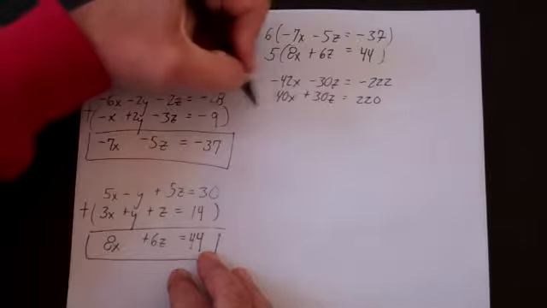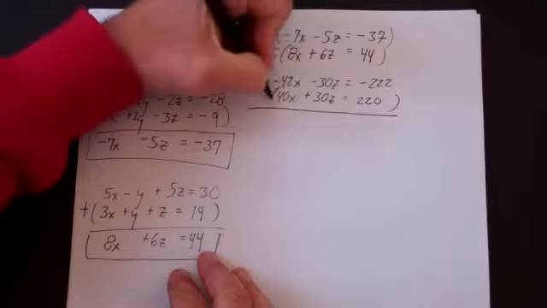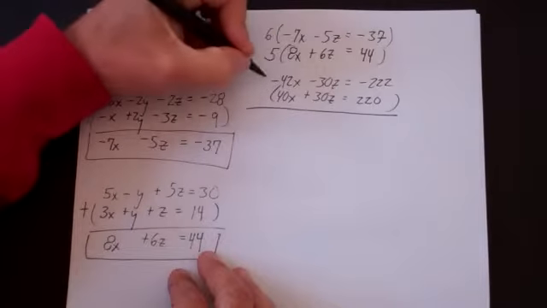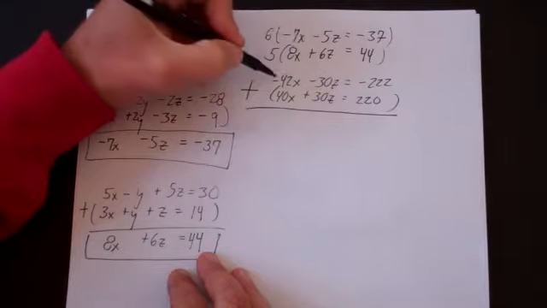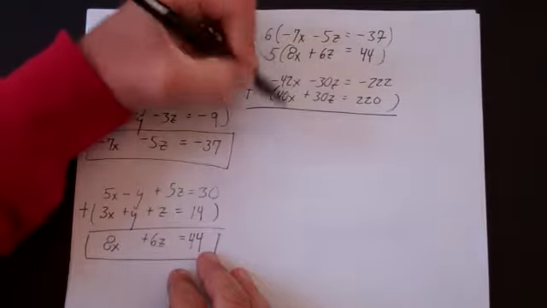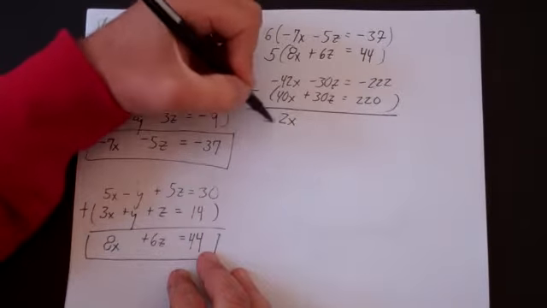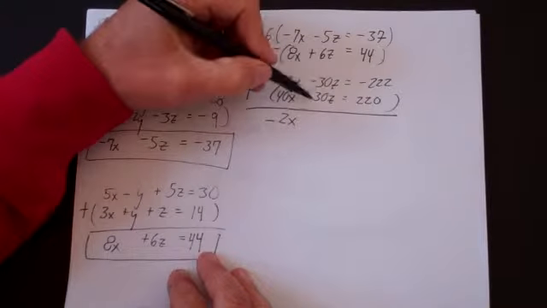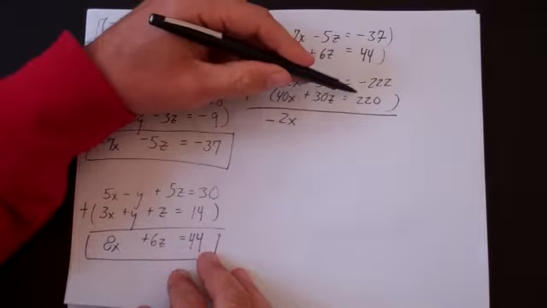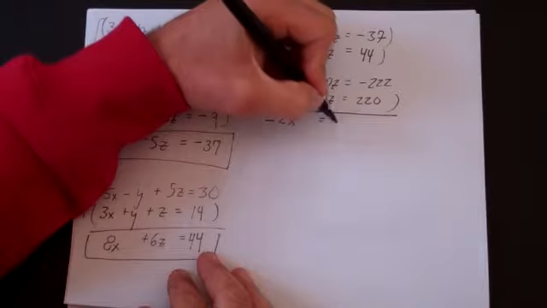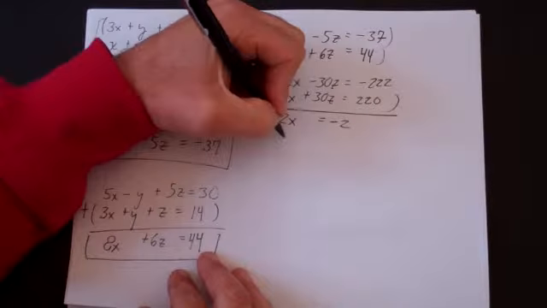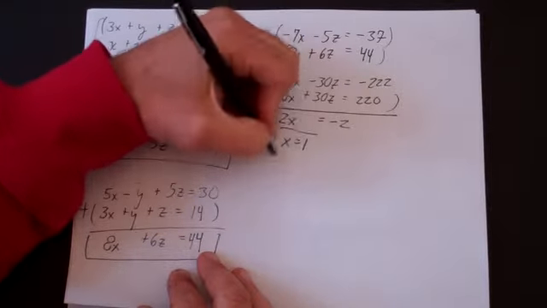And now what I'm going to do is either add or subtract. Let's see what I'm going to do here. I want to eliminate the z, so I'm going to add these two. Minus 42 and 40 is 2x, actually a minus 2x. Minus 30 plus 30 is 0, and minus 222 plus 220 is going to be a minus 2. I divide by minus 2 and I get x is equal to 1.